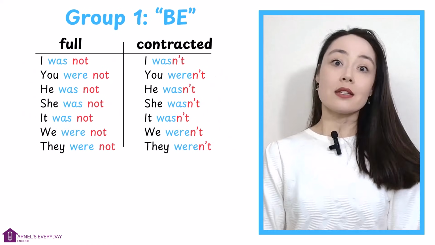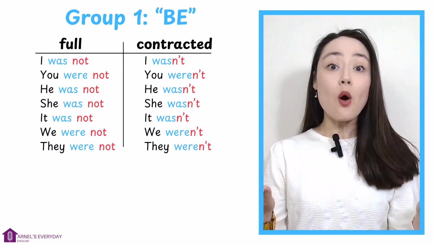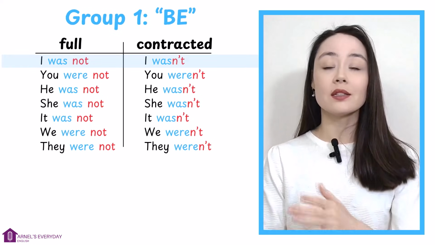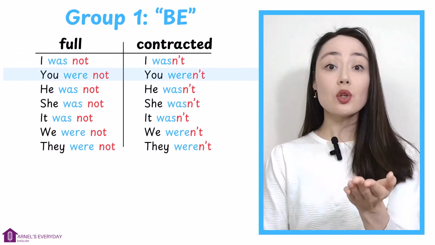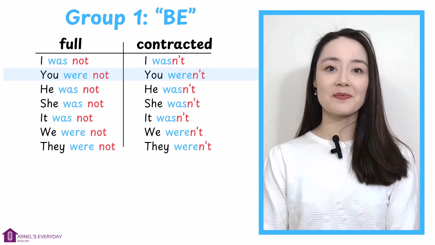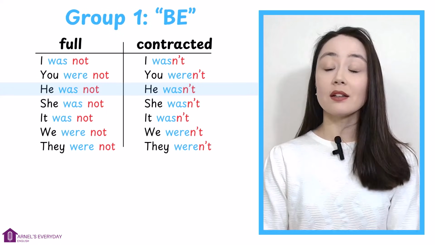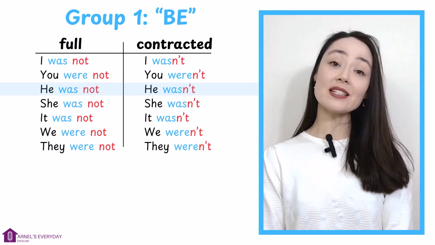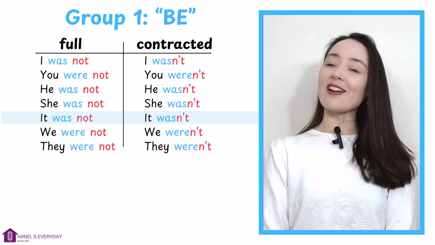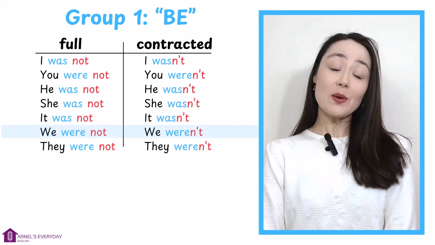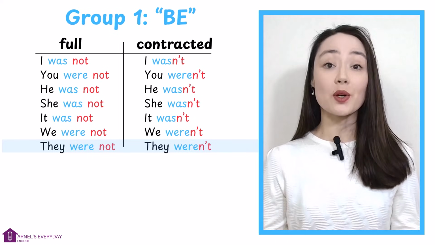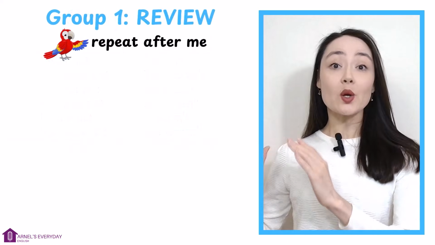Past, be negative. You can see in the past, we only contract the negative. I was not. I wasn't. You were not. You weren't. He was not. He wasn't. She was not. She wasn't. It was not. It wasn't. We were not. We weren't. They were not. They weren't.